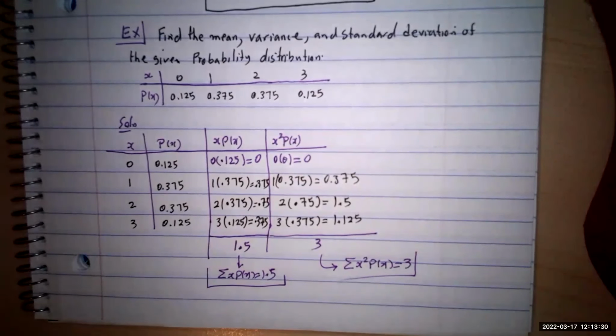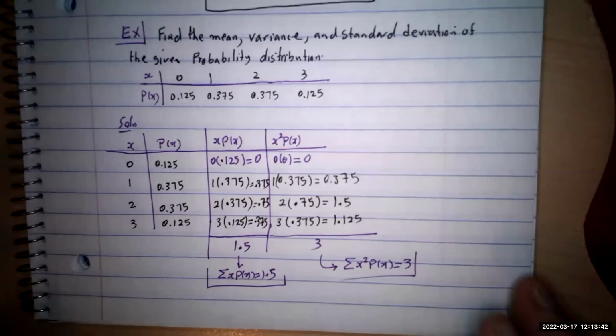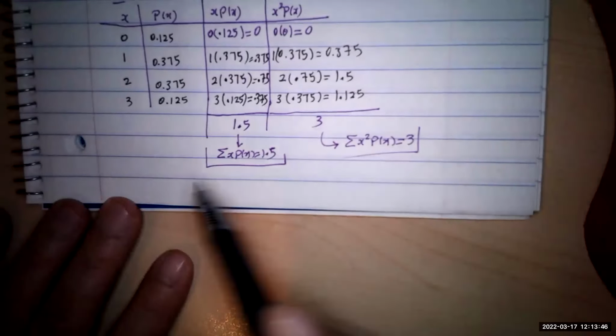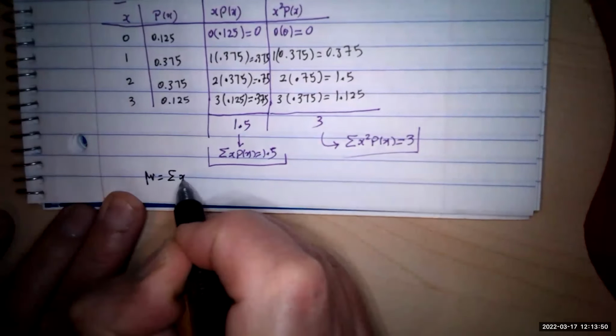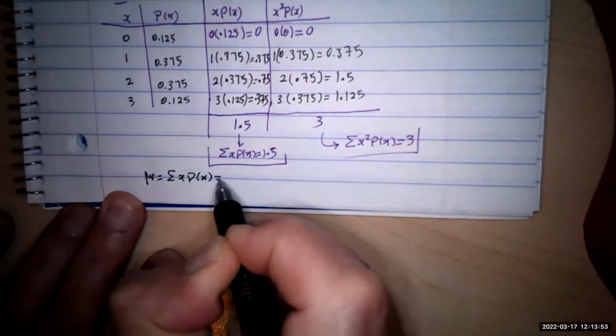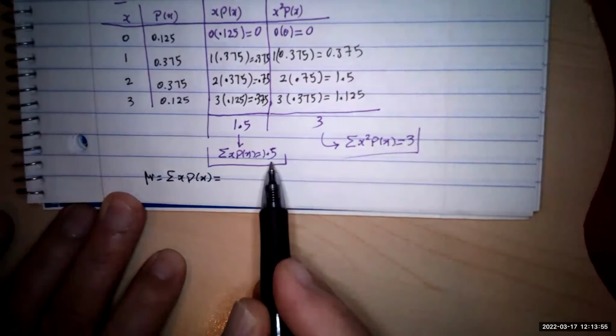Now we go to those three formulas and we get the result right away. Any question? It's like x f and x squared f that we did before for the frequency distribution table. Okay, so the conclusion is going to be the following. The mean mu is sigma of x p of x, exactly this one, 1.5.